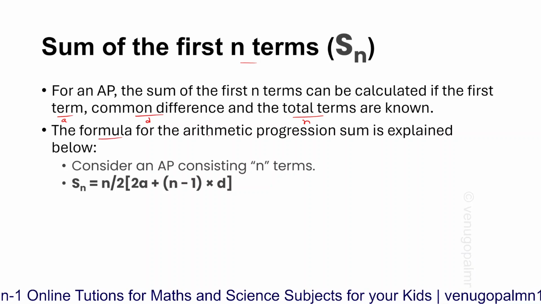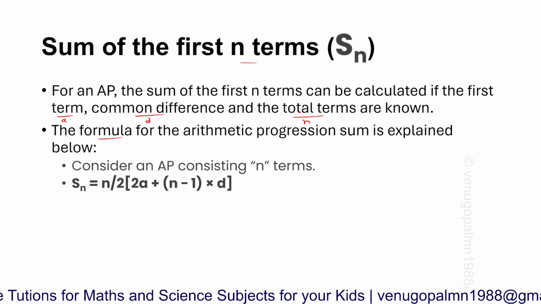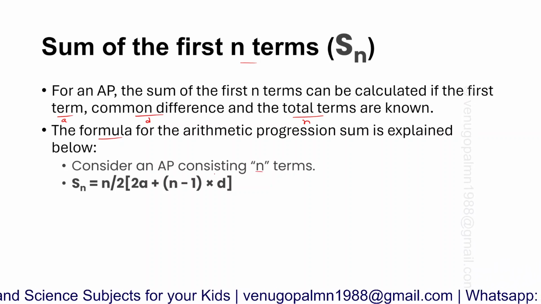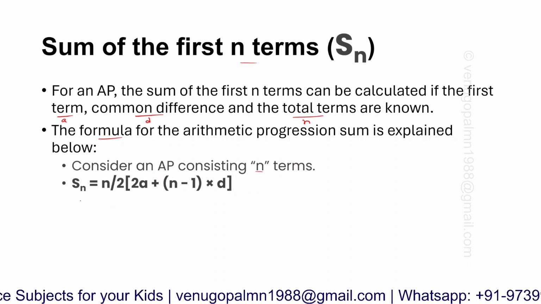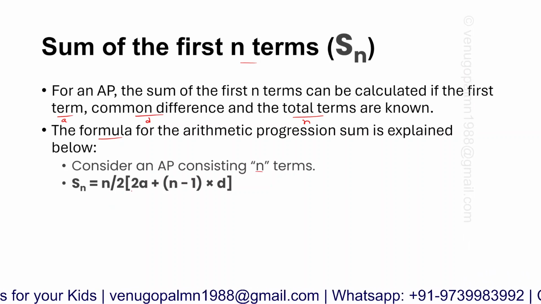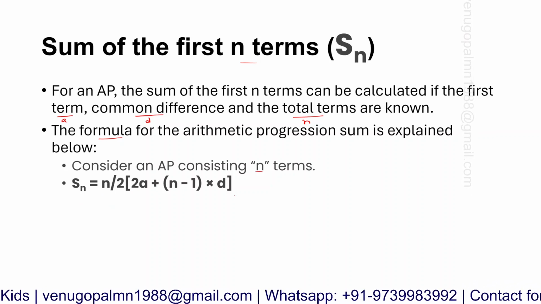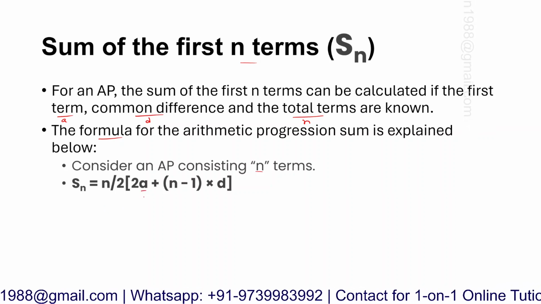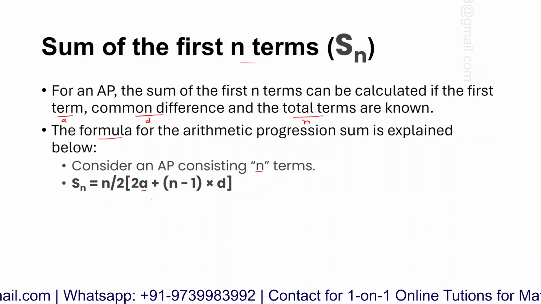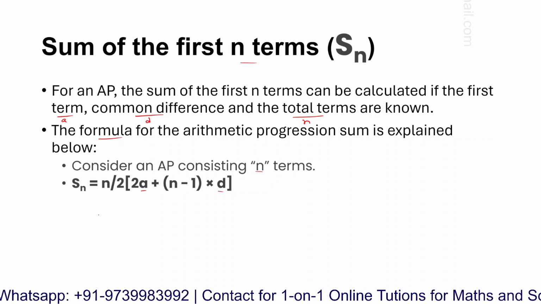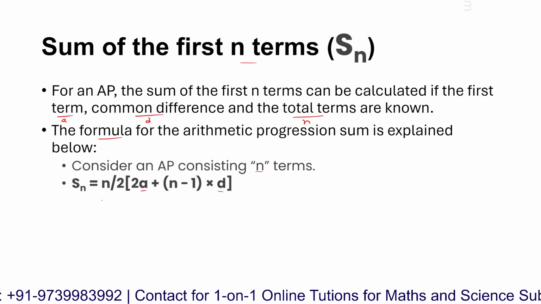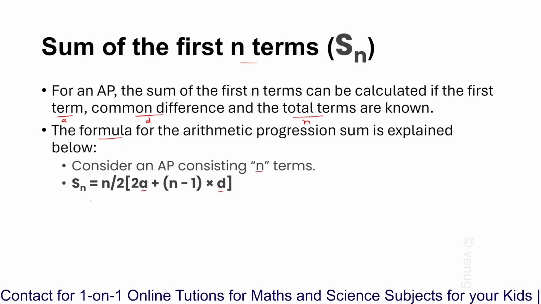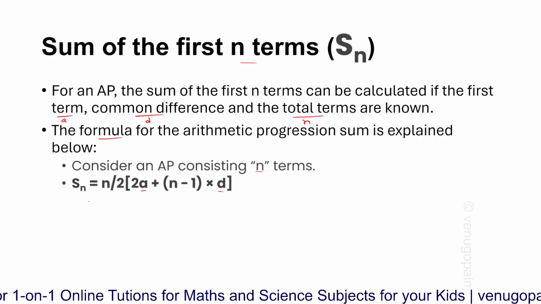Okay, the formula for arithmetic progression sum is explained as below. Consider an AP consisting of n number of terms. If you have to find out the sum of all the n terms, then the formula would be S of n is equal to n by 2 into 2a plus n minus 1 into D. N we already know is the total number of terms, A is the first term, and D is the common difference. If we know these three values, we will be able to find out the sum of all the n terms which are there in your arithmetic sequence or progression.